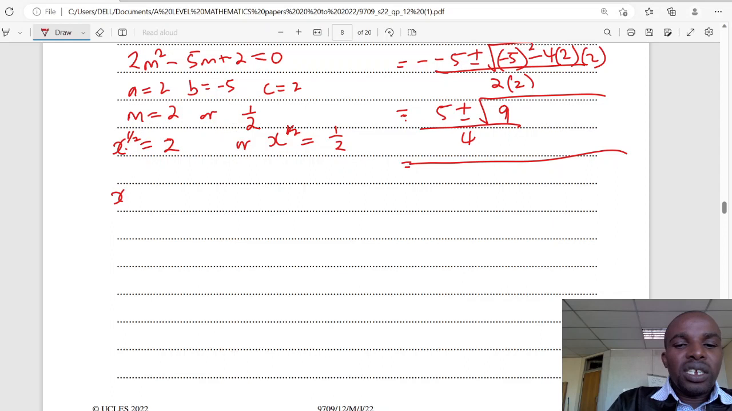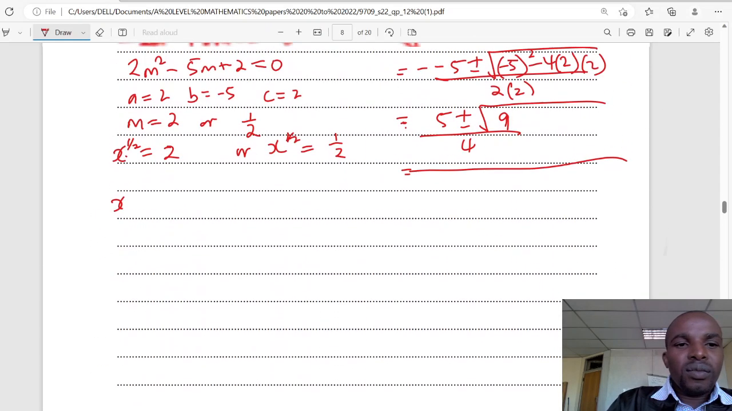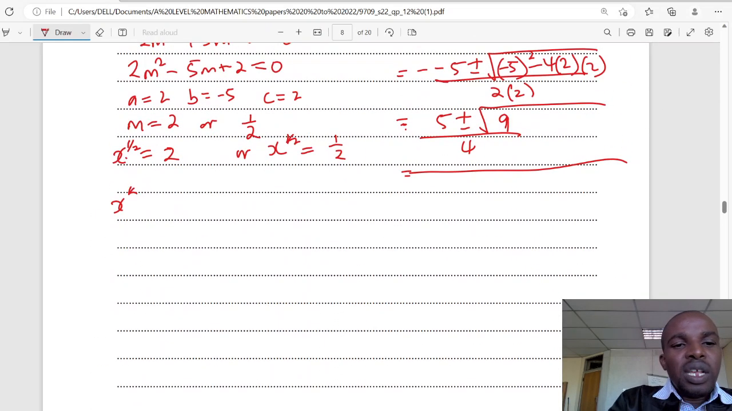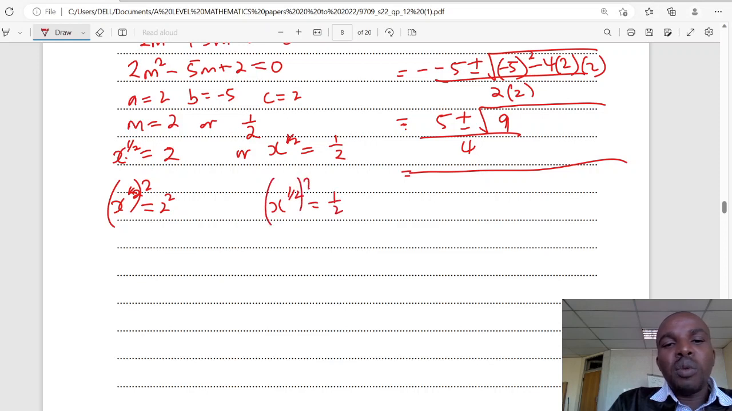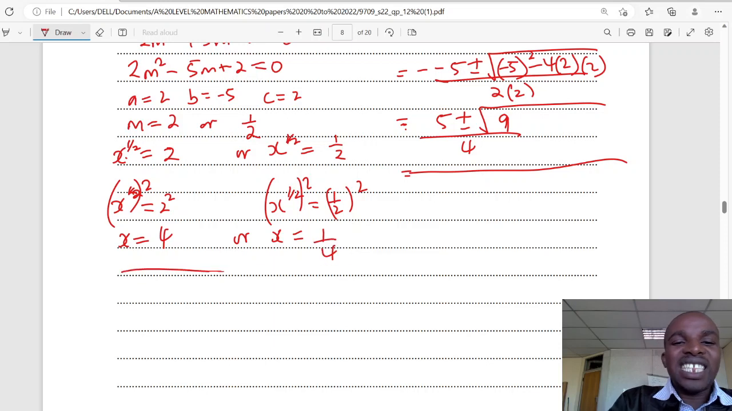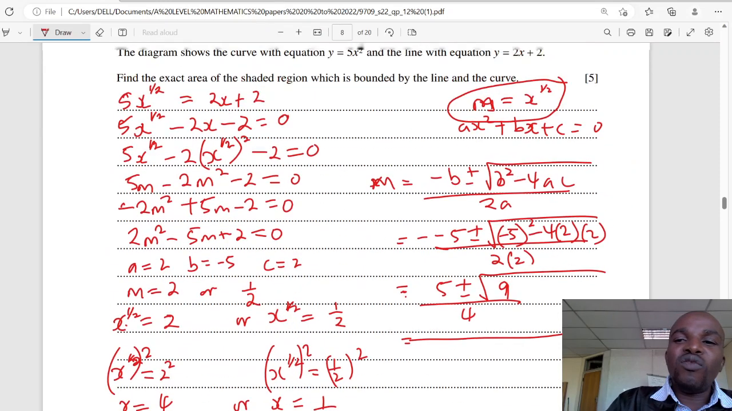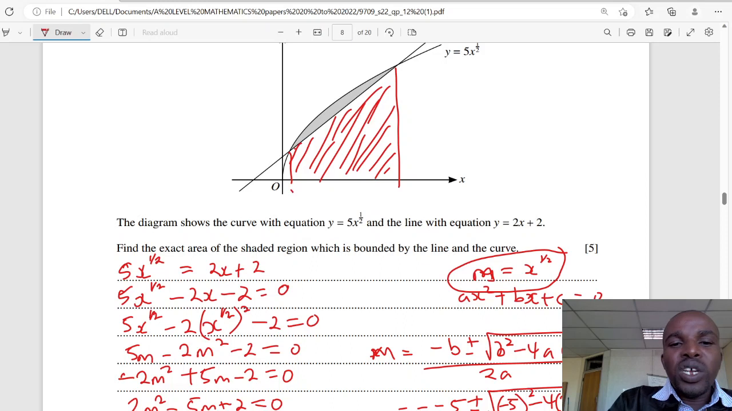Let me write it. x to the power half is equal to 2. You square both sides. Then x to the power half is equal to half. You also square both sides to get rid of the half. So here it will be x is equal to 4, or x is equal to 1/4. So these are the two values of x, 4 and 1/4. At this point, we have 1/4. At this point, we have 4.